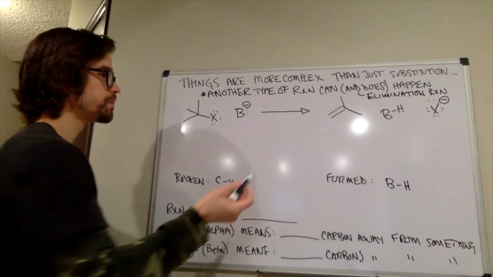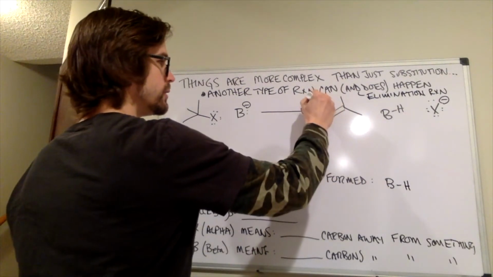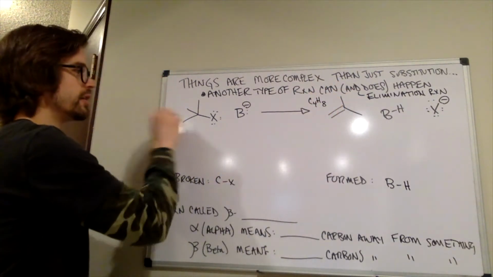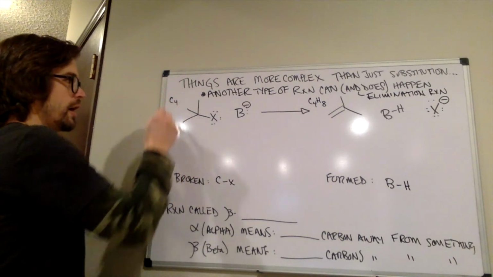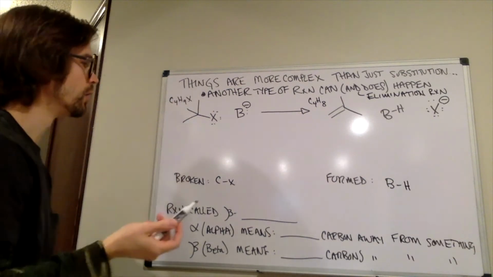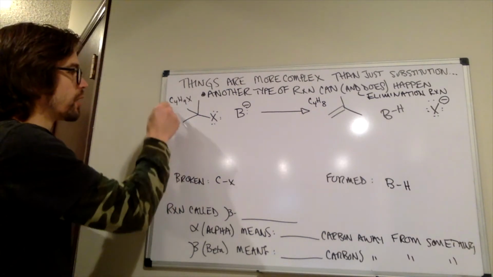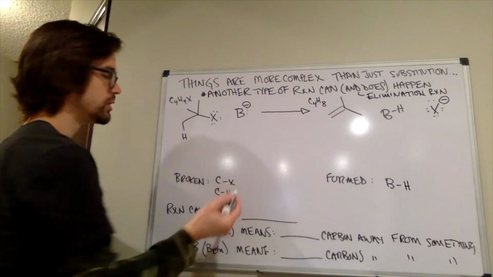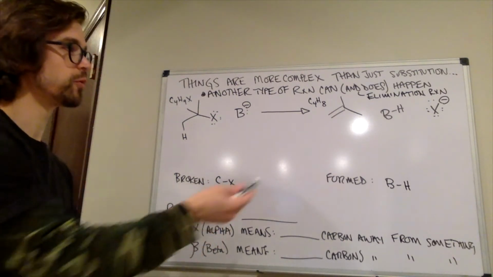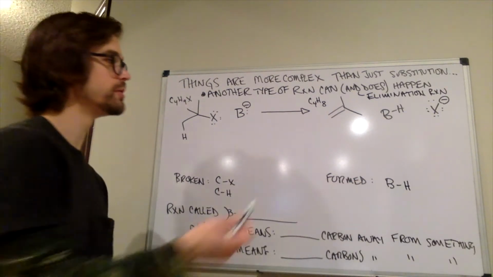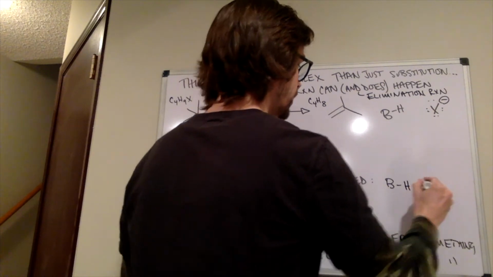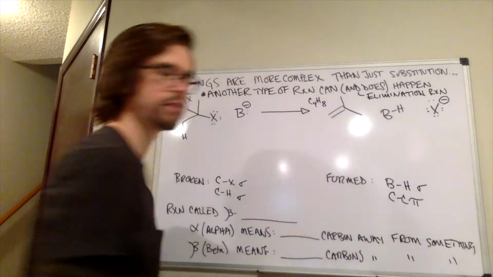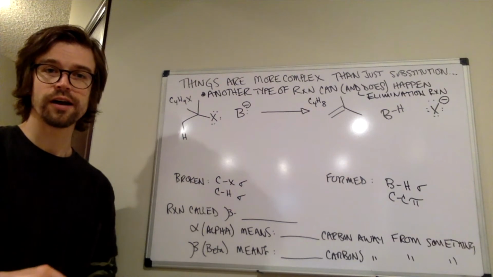What else was broken? Well, over here we have C4H8, and this starting material is C4H9X. So essentially, one other thing that was broken had to have been a carbon hydrogen bond, because we have one fewer of those. So we'll even write that in right there. We also broke a CH sigma bond. What bonds were formed? We formed the base hydrogen bond, and we also formed a CC pi bond. So we can write in sigmas for all of these. These were all sigma bonds. We also formed a CC pi bond. That's kind of the what of the elimination reaction.